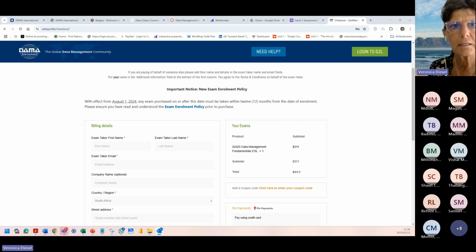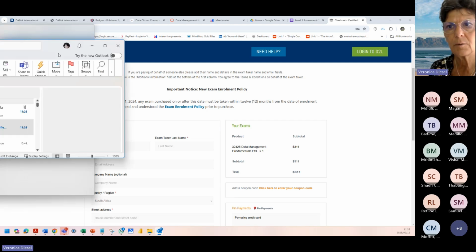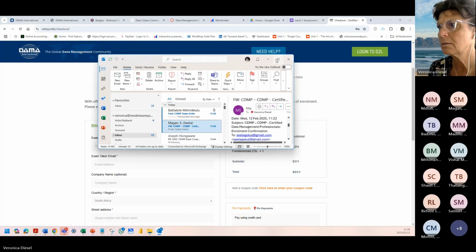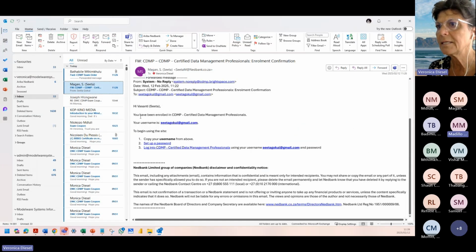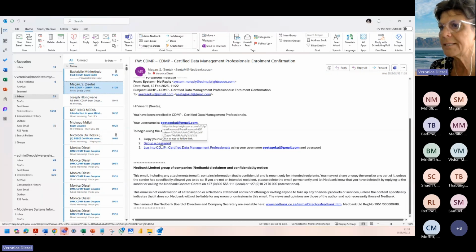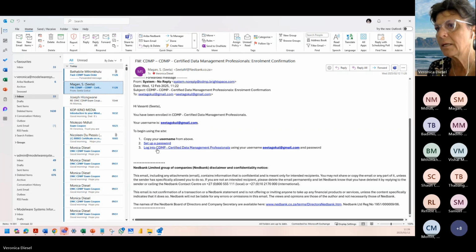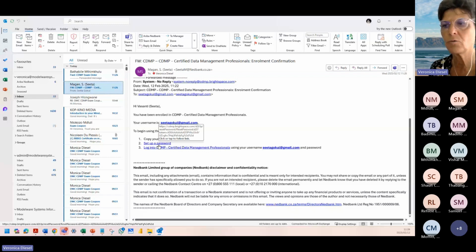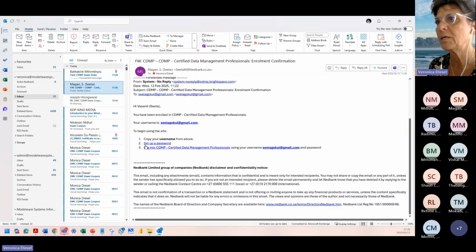All right. Let me just move this across. I hope this is recording the right screen. It says you have been enrolled in CDMP, and that's your username. Now what you need to do is copy your username, and then click on set up a password, and then log in. So set up your password and make sure you remember your password, because sometimes they're a bit slow. If you forget your password, this remember password is not always as effective as we would hope it to be.